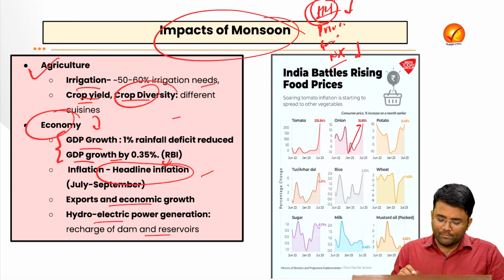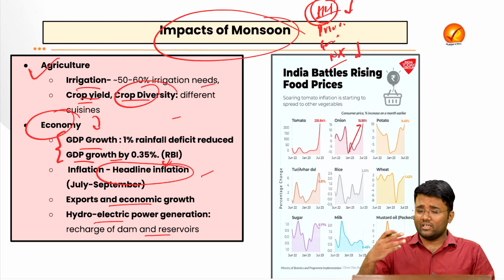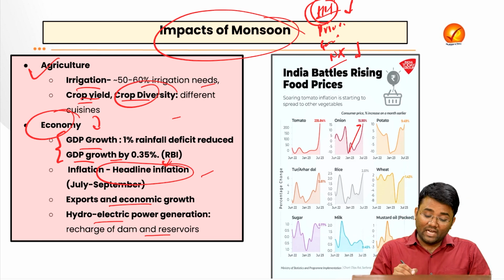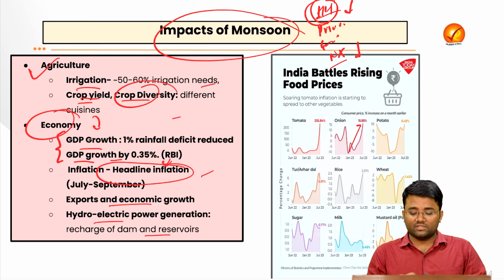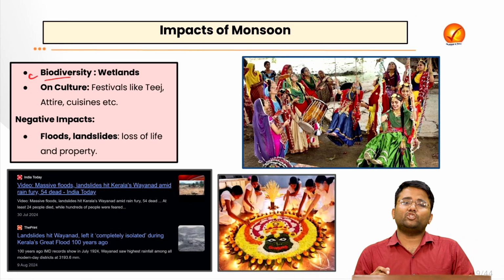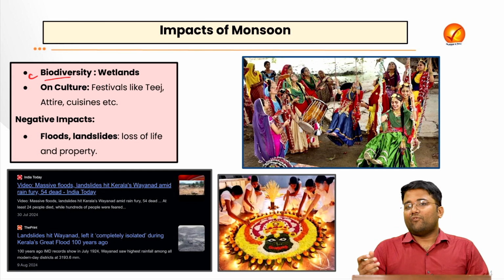Also, hydroelectric power generation will be impacted, and there are various industries which require a consistent supply of power, and they will also be impacted, and that may lead to less production of goods and services. And it also impacts biodiversity. For example, rejuvenation of wetlands happens, which improves the availability and diversity of flora and fauna.